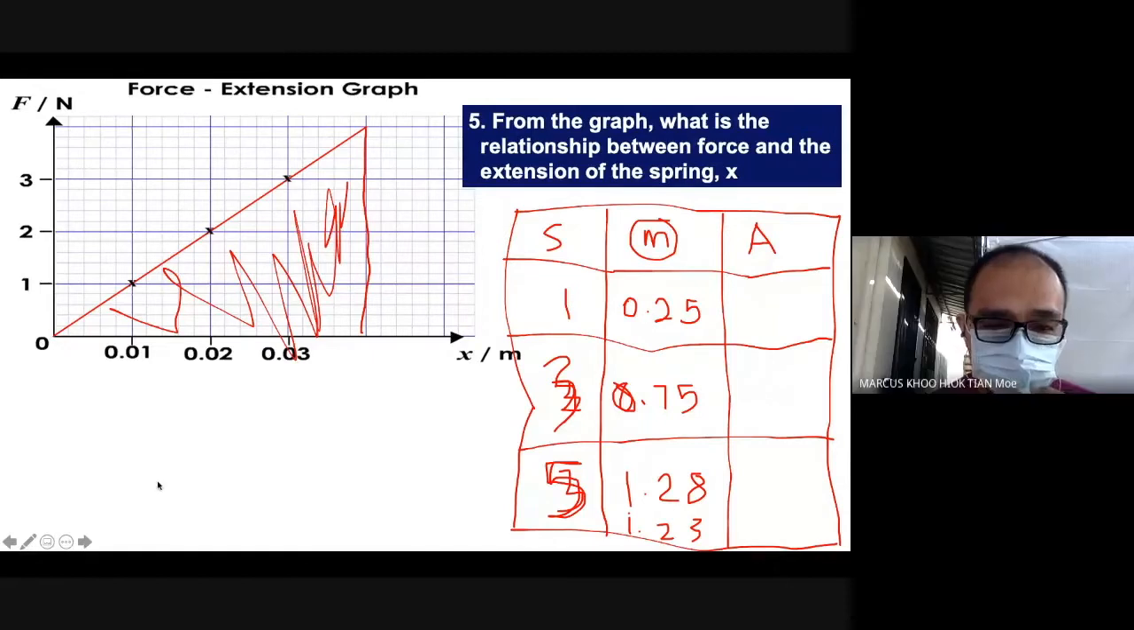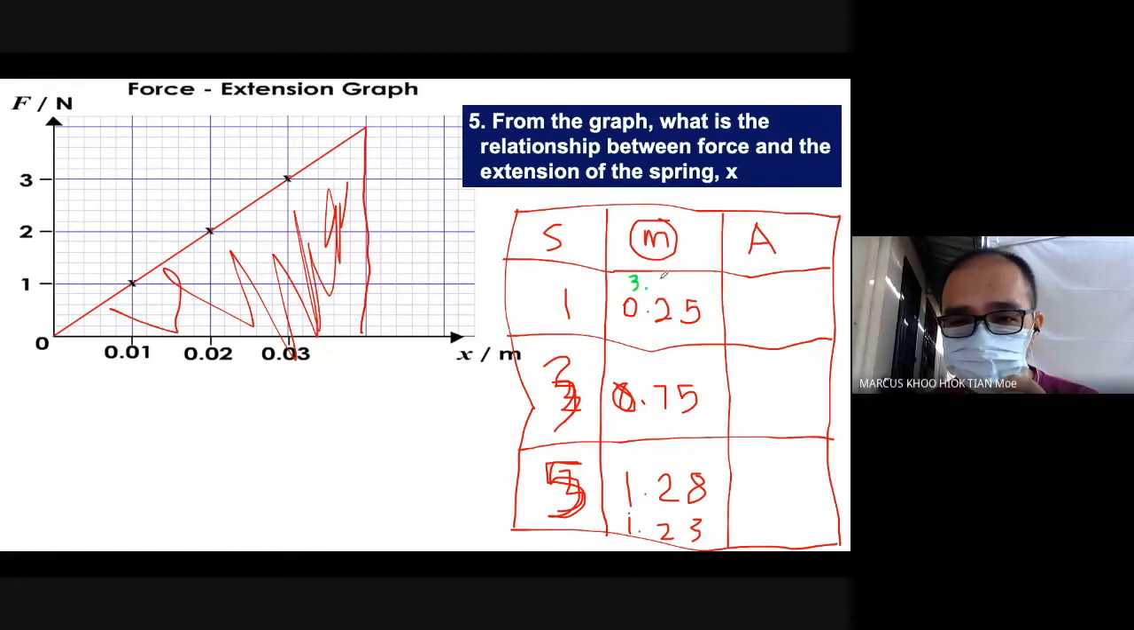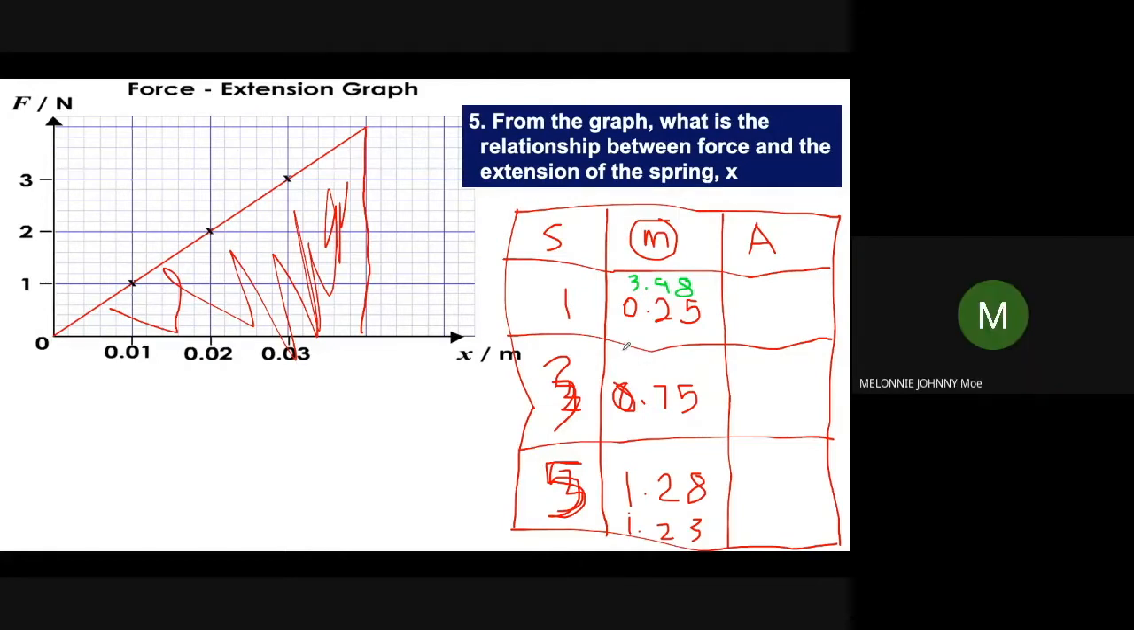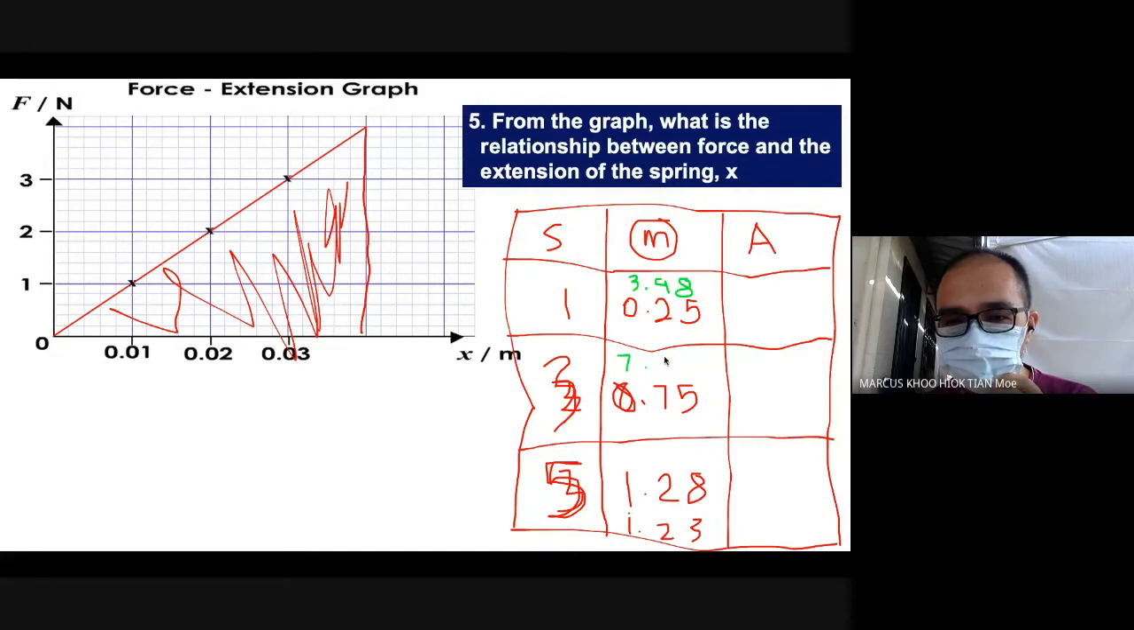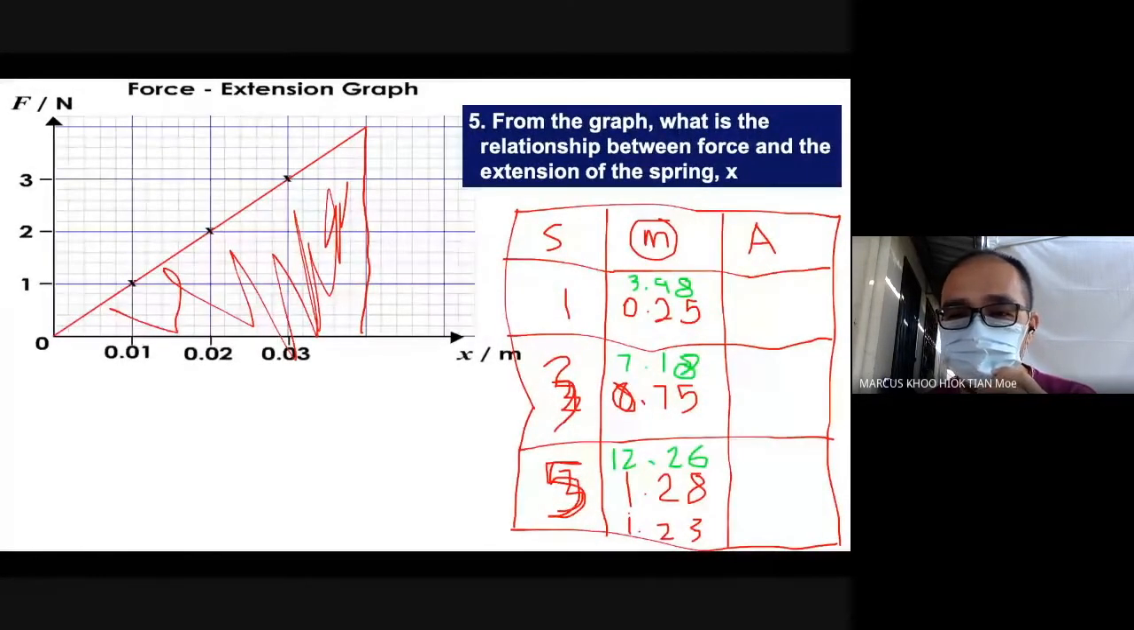Stiffness 1, I have 3.98. 3.98. Okay. Stiffness 3, 7.18. 7.18. Okay. Stiffness 5, 12.26. Goodness, 12.26. What a big difference. Okay, so you're either on team Crispia or team Melanie. So what about the rest?